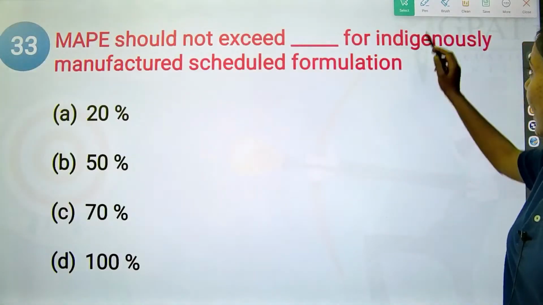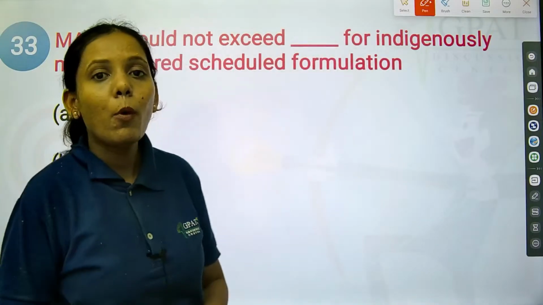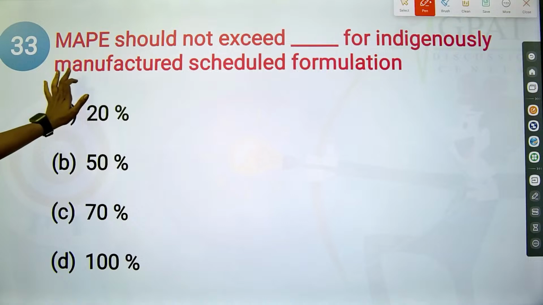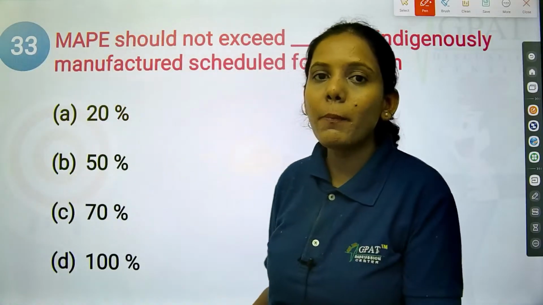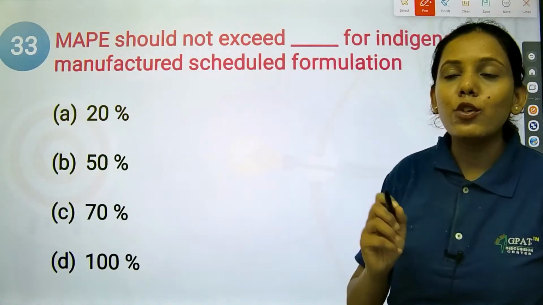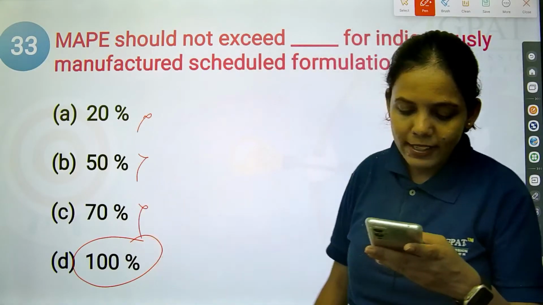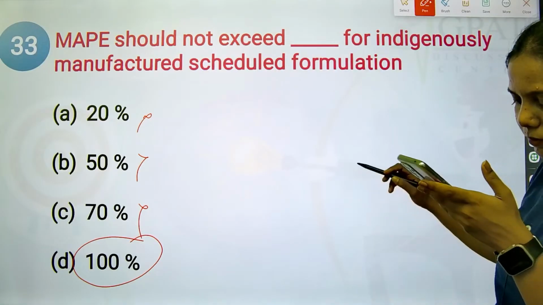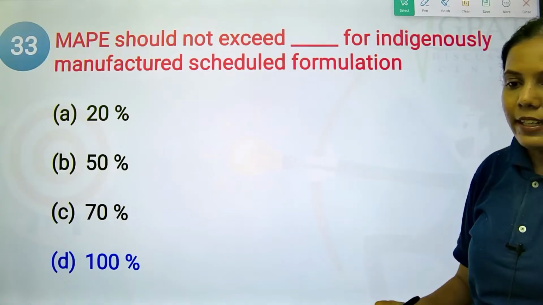Okay. Next is MAPE. What is MAPE? Maximum allowable post manufacturing expenses. It should not exceed dash for indigenously manufactured scheduled formulation. So definitely, what is the maximum they are asking? Maximum can go up to 100%. So it should not cross beyond 100%. Not 20, 50 or 70, right? So 100% is the right answer.